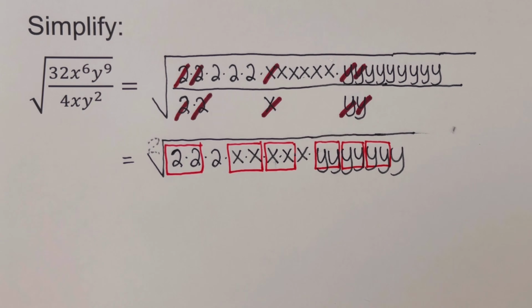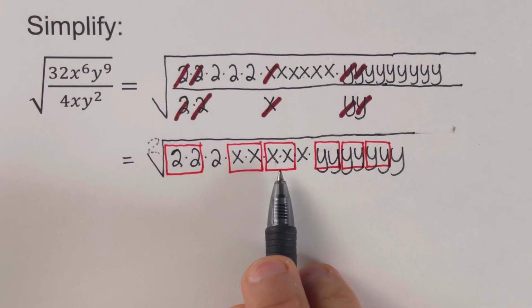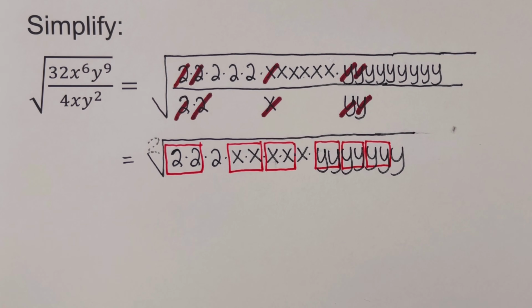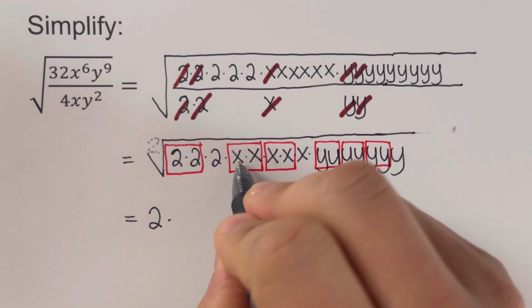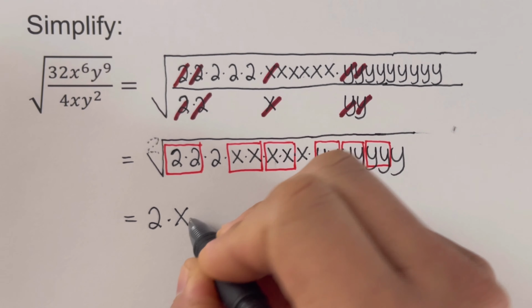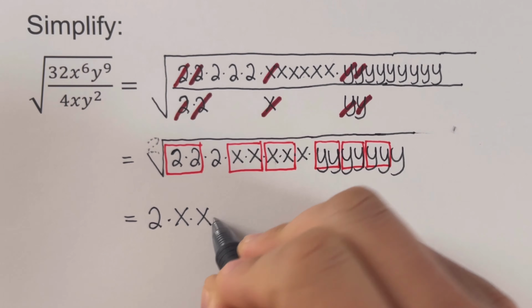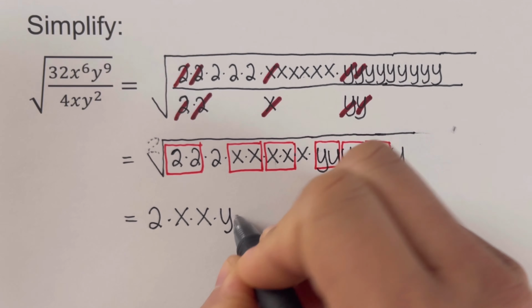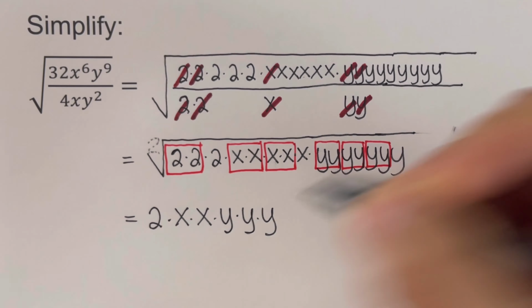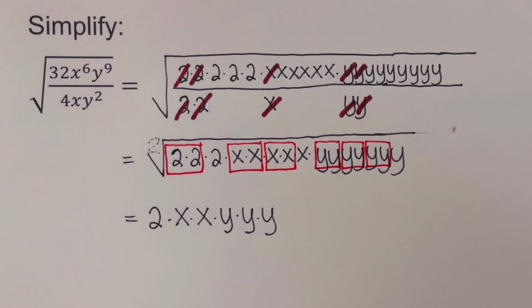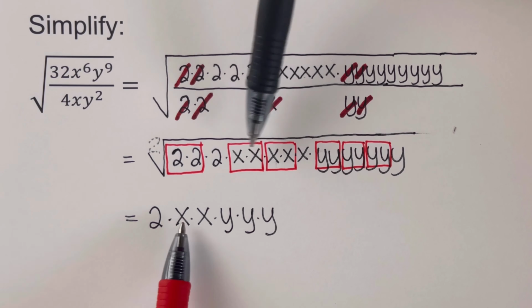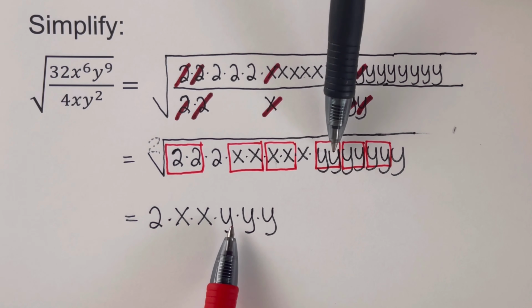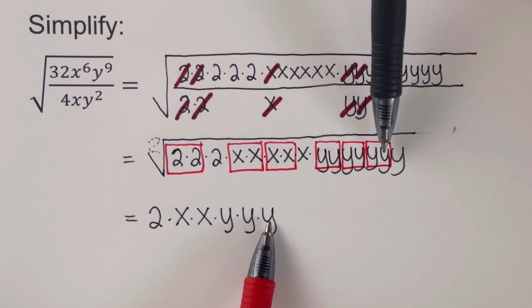So I go ahead and write these groups of 2, x, and y outside the radical symbol. So this would be 2. And then we have another group of x. We have another group of x. And then we have another group of y. And there's like 3 of them. So what I did here was that this represents the 2 groups of 2, the 2 groups of x. This would be the 2 x's. This is the 2y, the 2y, and the 2y.